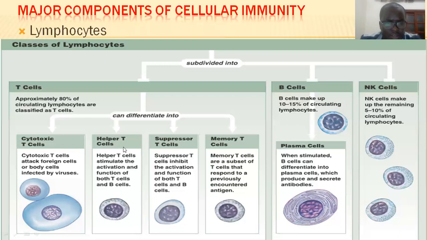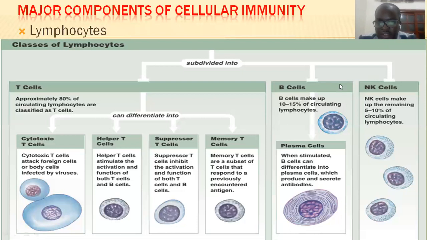So you have the helper T cells. These helper T cells stimulate the activation and the function of both T cells and B cells. Suppressor T cells, like I said, are regulatory T cells. So they are going to inhibit the activation and also the function of both T cells and B cells. Then we have the memory T cells. The memory T cells are different from the memory B cells. So we have a pocket of memory T cells, and there will also be a pocket of memory B cells after they have been exposed to an antigen. Memory T cells are a subset of T cells that respond to a previously encountered antigen. So the next time you encounter this antigen, they'll quickly respond because they will have a memory of that pathogen or antigen protein. So they can easily be activated in the attack before it can cause any kind of disease.